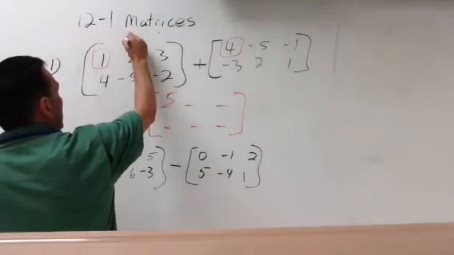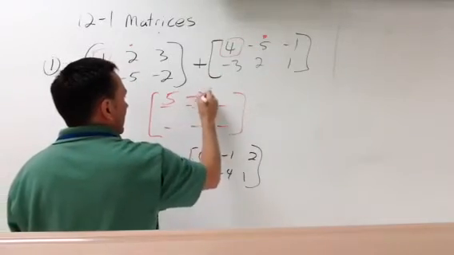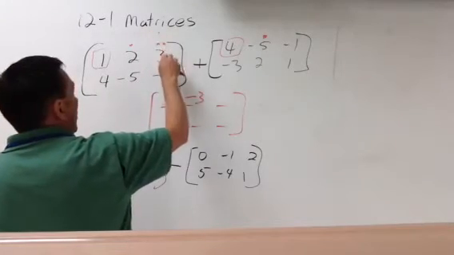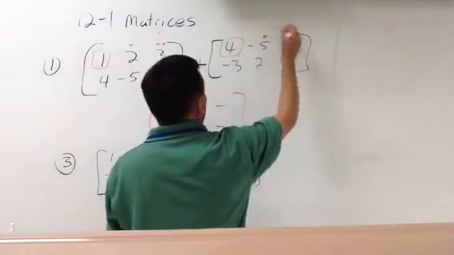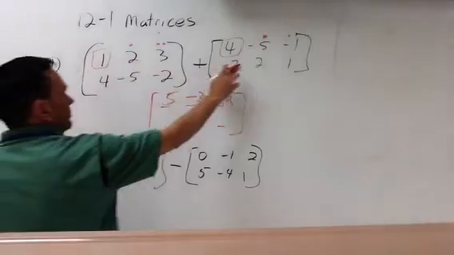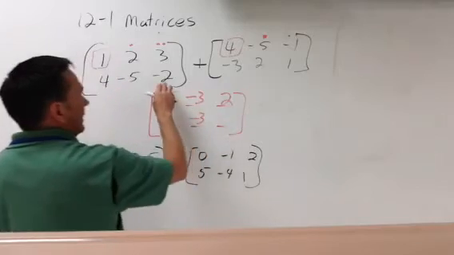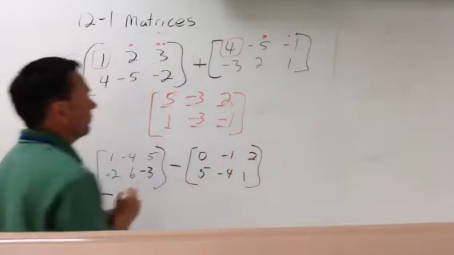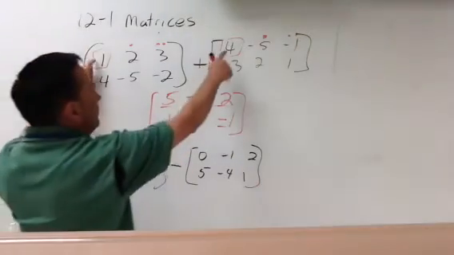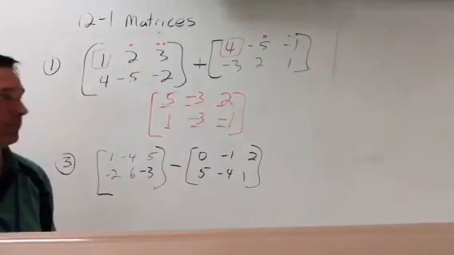Now look at this one. This number and this number: 2 plus negative 5 is negative 3. 3 plus negative 1 is 2. 4 plus negative 3 is 1. Negative 5 plus 2 is negative 3 again. And negative 2 plus 1 is negative 1. So we can combine matrices. These pieces of data are similar, in the same rows and same columns.